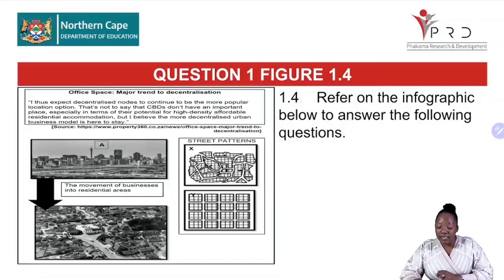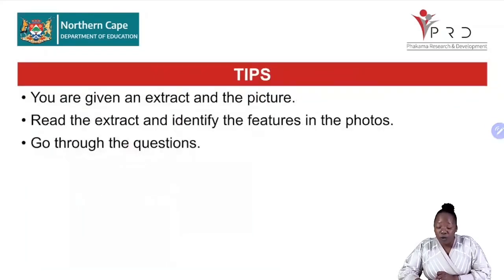Then we are looking at the street patterns. We have X, which is one street pattern, and Y, which is another street pattern. Then we are looking at that area that has A. You see there are tall buildings, and there is an arrow dropping down, showing the movement of businesses into the residential area. Remember, when we're talking about decentralization, we are moving the industries. So they were here at A, and now they are moving into the residential areas. So let us look at the questions.